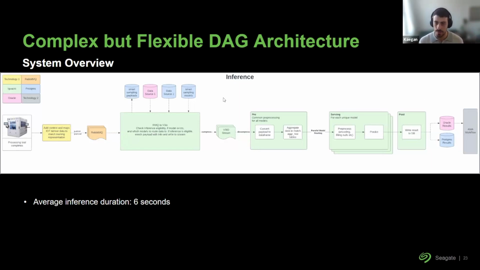Then all three of these steps are one DAG in Iguazio, with the first step being common preprocessing for all models. It converts the payload to a data frame and does a bunch of preprocessing that is common for all models. And then we have all of these models loaded into memory.